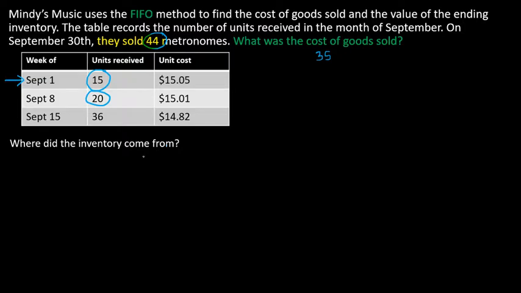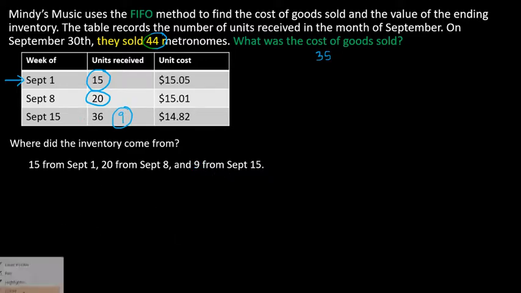So that means we would have to go into our September 15th pile. So far we've sold 35. That's correct, I don't know why I crossed that out. 35, so we have 9 to go. So we would have sold 9 metronomes from the September 15th pile. Again, 15 metronomes from September 1st, 20 metronomes from September 8th, and then we would have pulled the last 9 from September 15th.